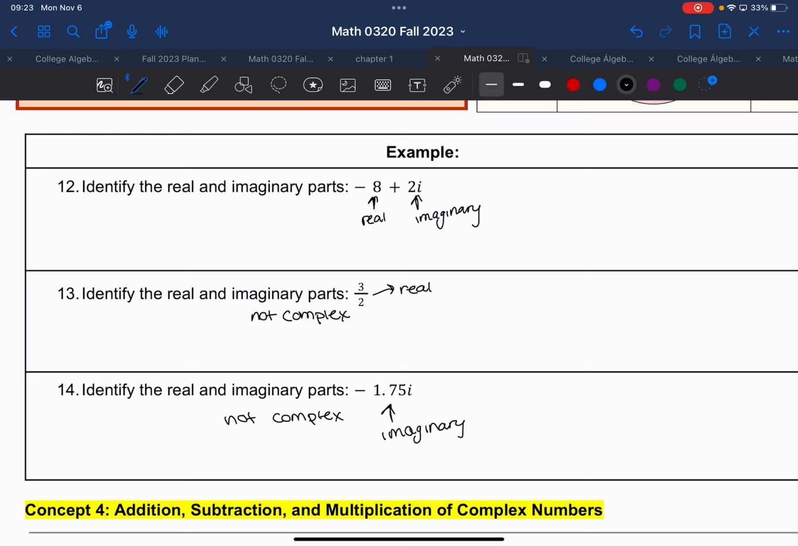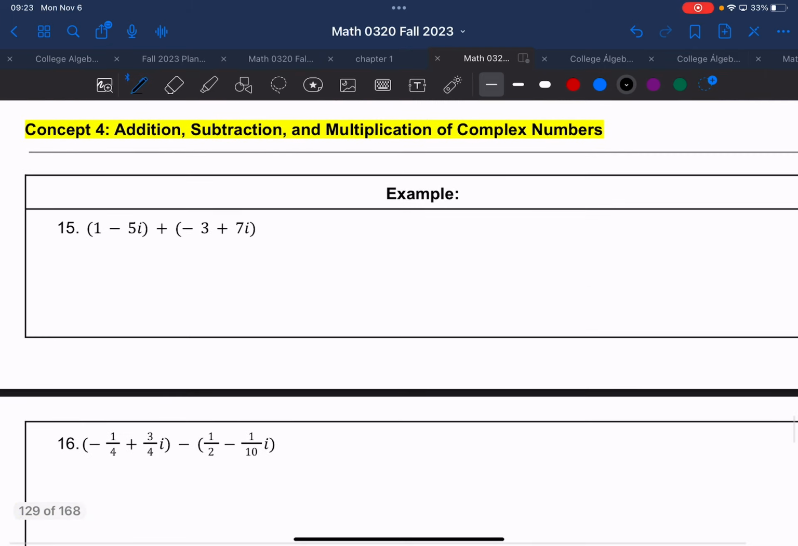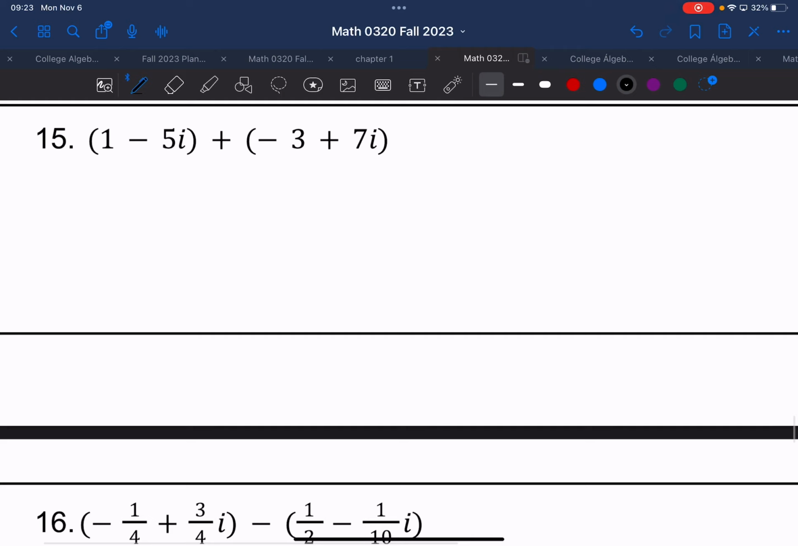Okay. Now let's look at some examples of how to add, subtract, and multiply complex numbers. In all these examples, we are going to have 2 complex numbers. When we are adding or subtracting complex numbers, you only add or subtract the real numbers with the real numbers and the imaginary numbers with the imaginary numbers.